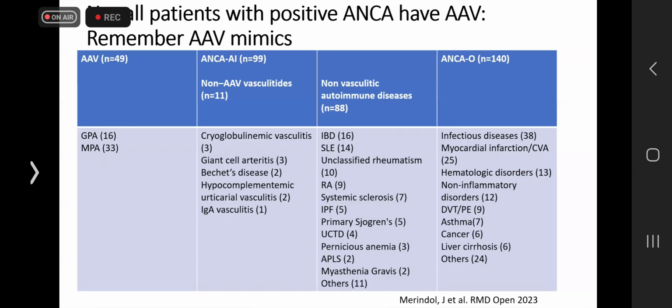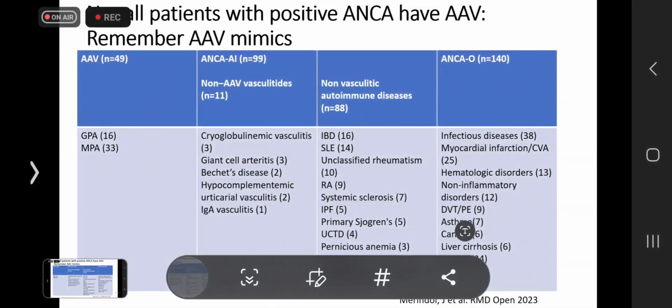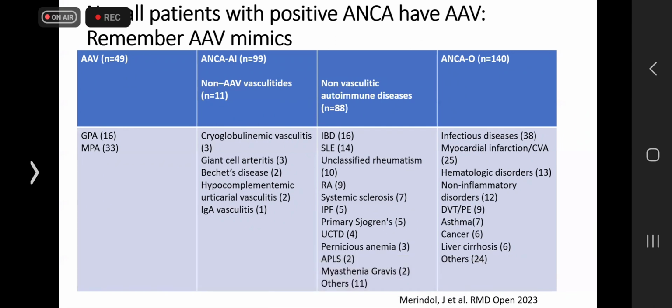So while we are on this, I also want to note that not all patients who have a positive ANCA serology have ANCA vasculitis. There are certainly vasculitis mimics that we need to know. This is a small retrospective French study which looked at all the positive ANCA serologies in their institution. And out of these, some of them had ANCA vasculitis, GPA and MPA, but what you notice is 99 of those patients, more than the 49 with ANCA vasculitis, had non-AAV diagnosis.